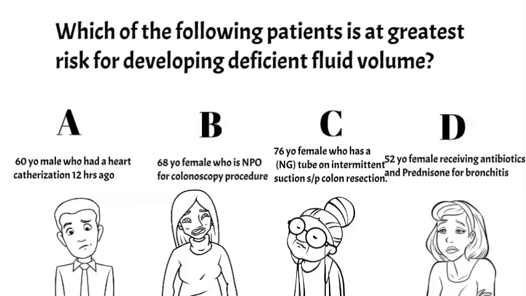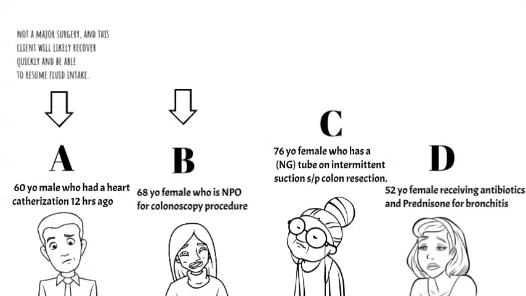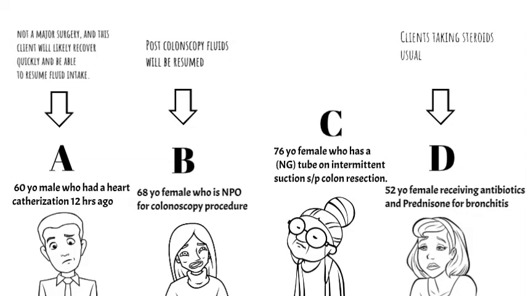So what do you think? Feel free to pause this video for more time. Let's review the rationale. Patients A and B would not be at high risk for dehydration or fluid deficit because they had minor procedures and surgeries, and their oral intake would be resumed right after. Choice D, the fact that she's on a steroid would actually make her retain sodium and water and therefore would put her at risk for more fluid overload.